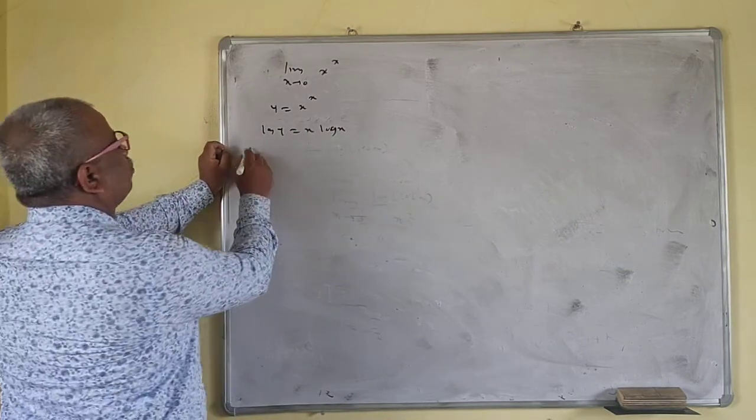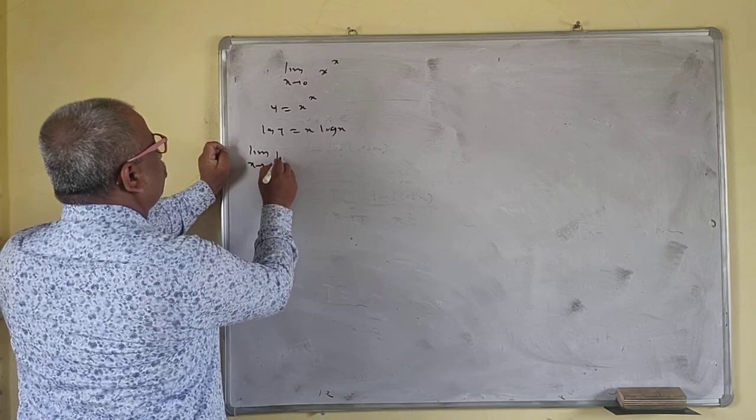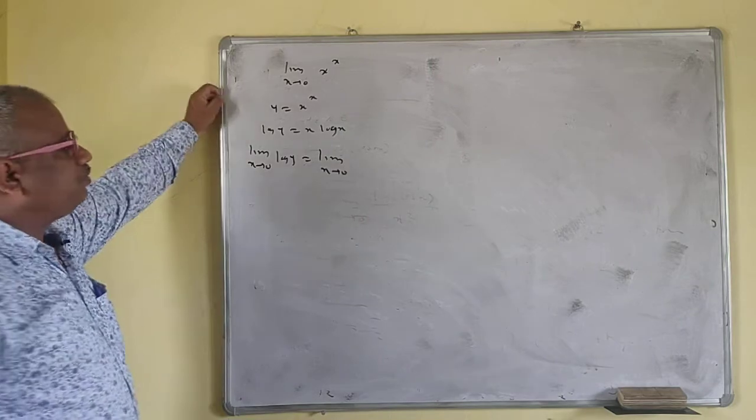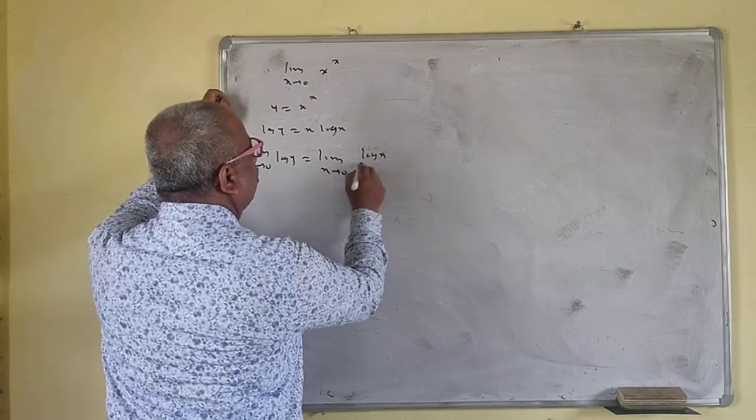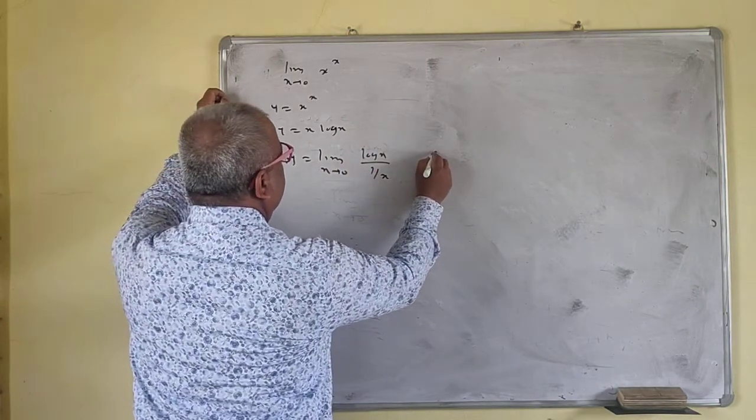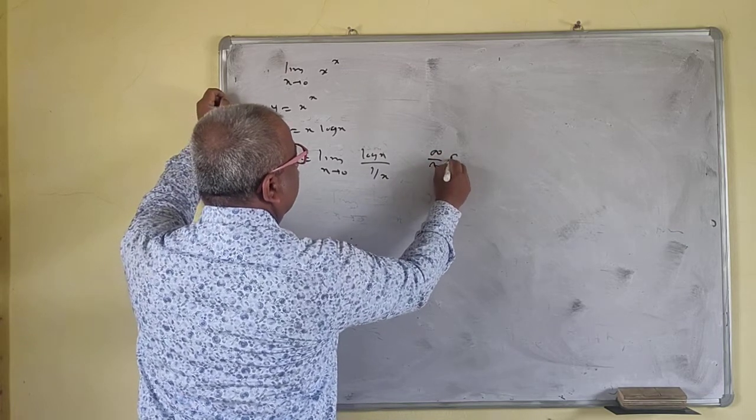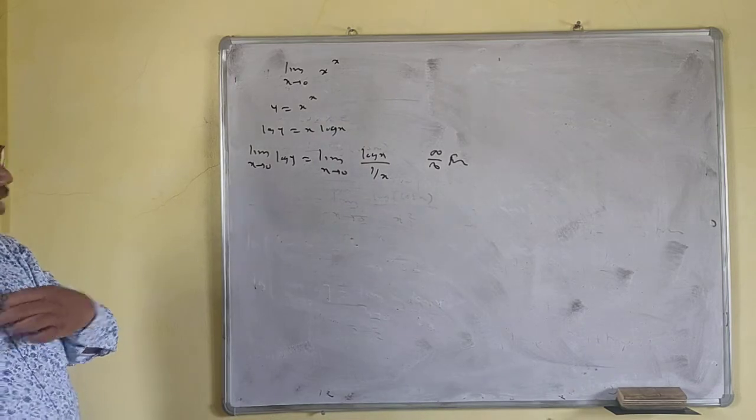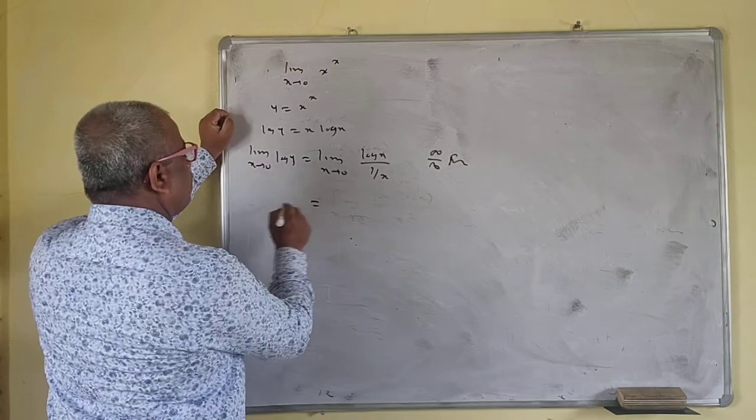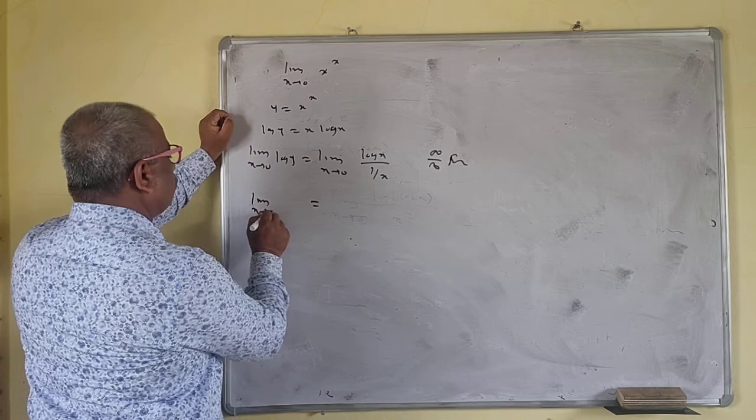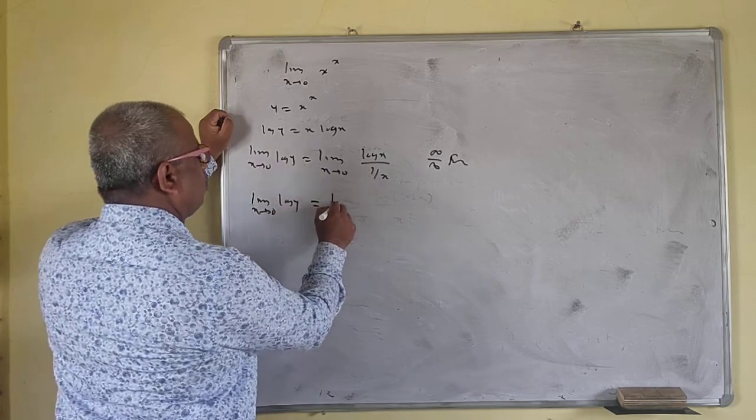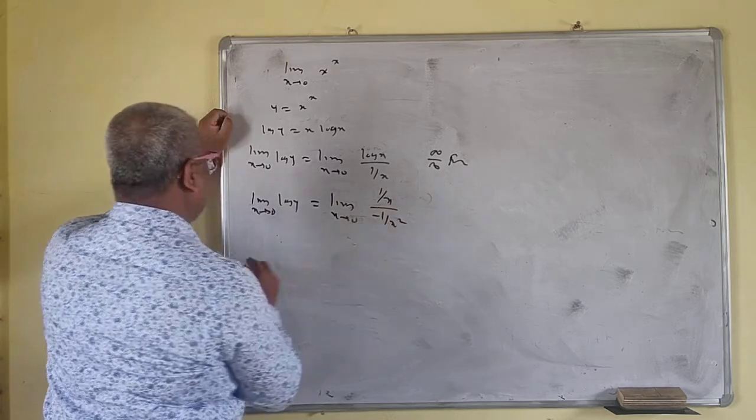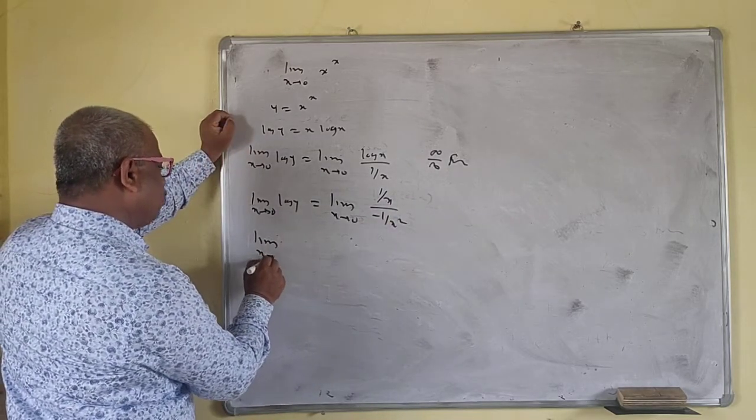x log x. Okay. So limit x tends to 0, log y is equal to limit x tends to 0, log x upon 1 upon x. Okay. So this is infinity by infinity form. I can do this. Okay, to avoid one step, we can do this. So limit x tends to 0, log y is equal to limit x tends to 0, 1 upon x minus 1 upon x square.